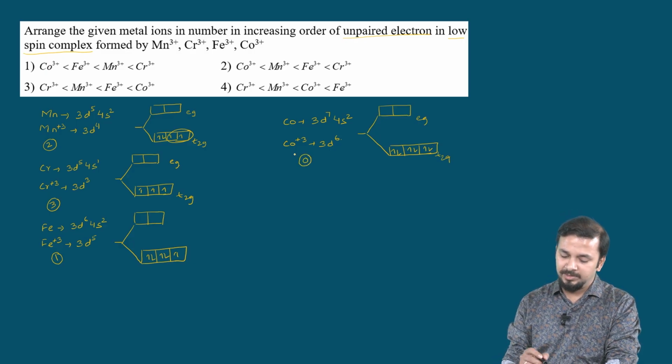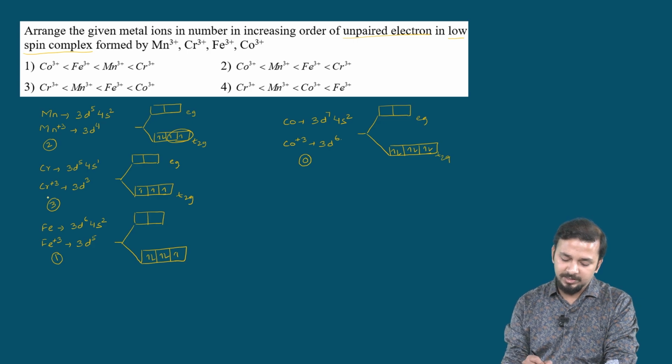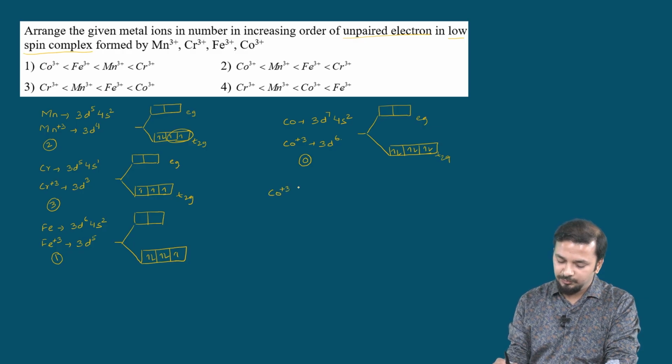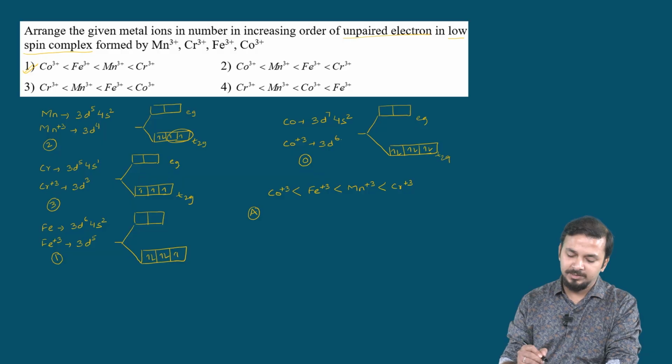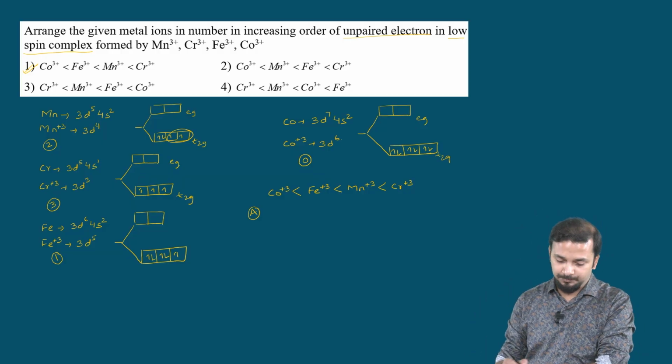So what we can see is Mn+3 has 2 unpaired, Cr+3 has 3 unpaired, Fe+3 has 1, Co+3 has 0. So the correct order will be Co+3 < Fe+3 < Mn+3 < Cr+3, which is our option A. So option A is the correct answer for this question.